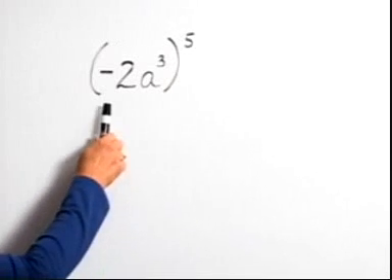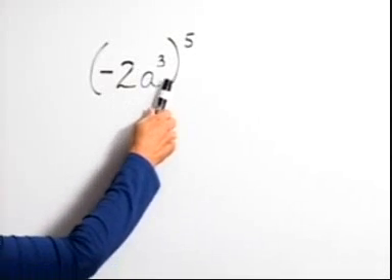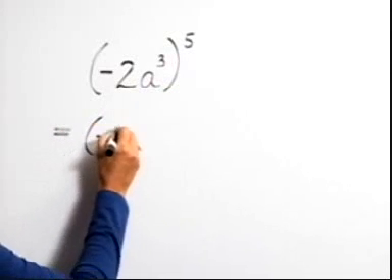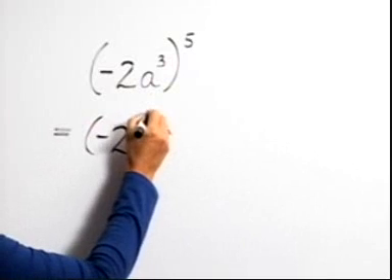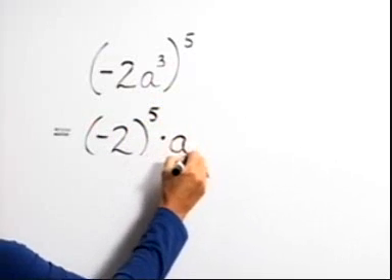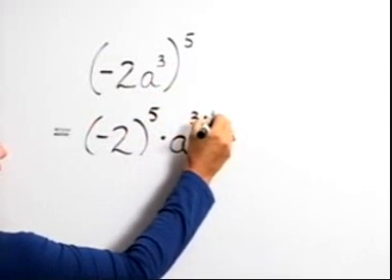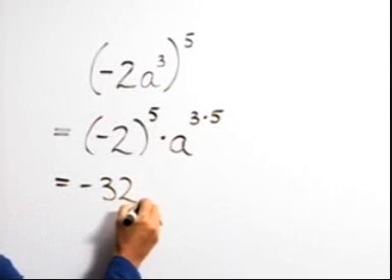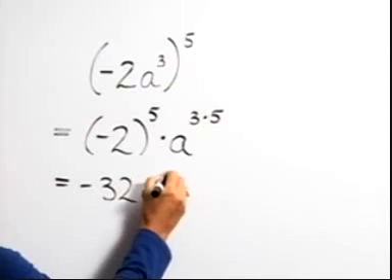Simplify negative 2a to the third, all to the fifth power. We can rewrite that as negative 2 to the fifth times a to the 3 times 5 power. That gives me a negative 32a to the 15th.